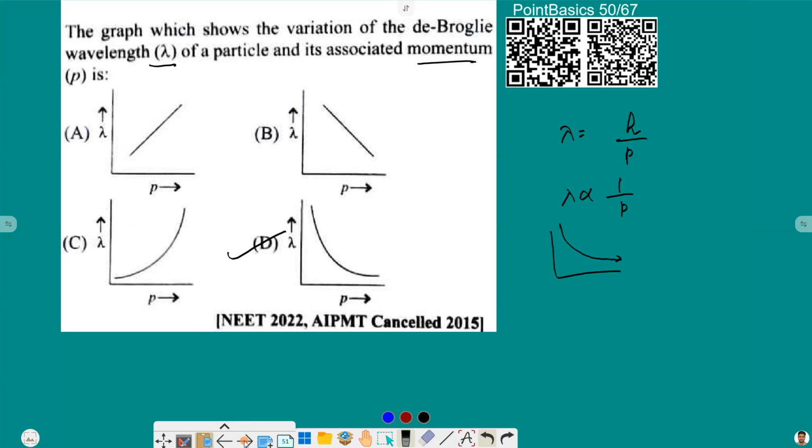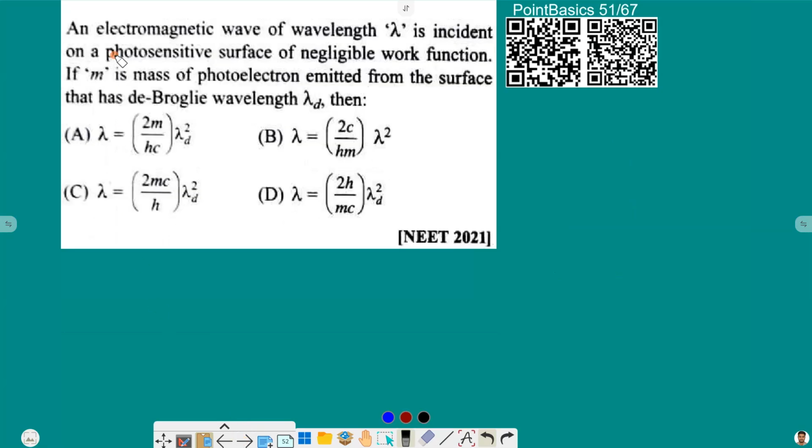Moving to question number 51. An electromagnetic wave of wavelength lambda is incident on a photosensitive material of negligible work function. If m is the mass of the photoelectron emitted from the surface that has a de Broglie wavelength lambda d, then we have to find a relation between the wavelength of the photon and the wavelength of the emitted electron.